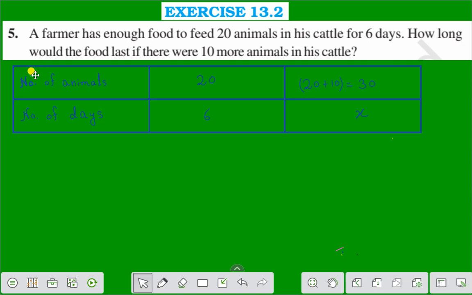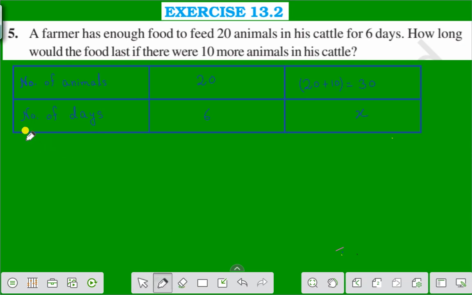We have made a table. Here, the number of animals. When the number of animals to feed is 20, the number of days it lasts is 6. When the number of animals is 10 more, there is 20 plus 10, which is equal to 30. And let us take the number of days that the food lasts to be x for 30 animals.